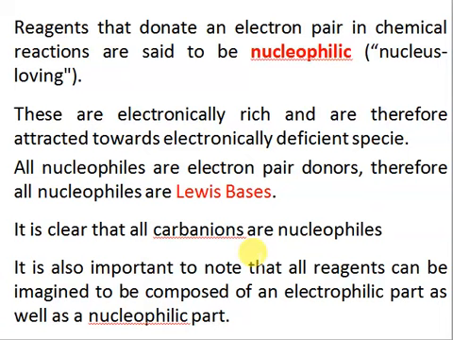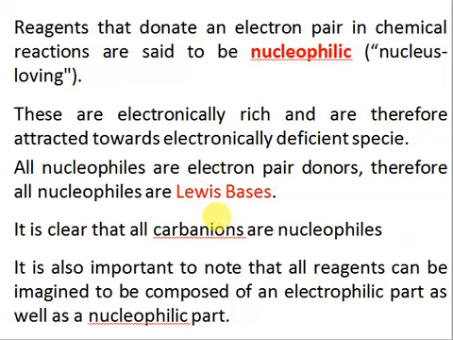So here we have drawn the conclusion that whenever you are seeing a species which is a nucleophile, it must be either partially negative, it must have a full negative charge, or it must have a lone pair, right? So carbanions have a full negative charge, so it is understood they are acting as a nucleophile. Also remember, all nucleophiles are Lewis bases because they are electron pair donors, right?